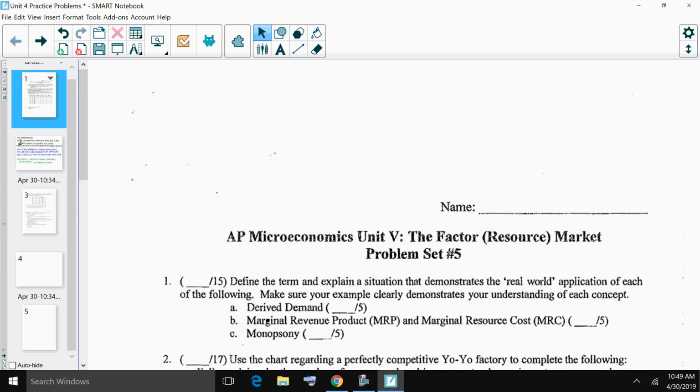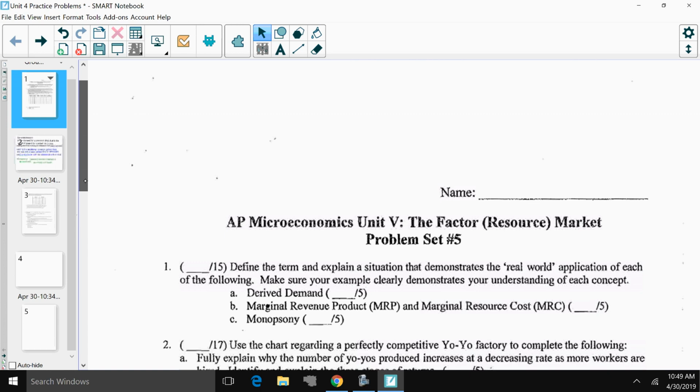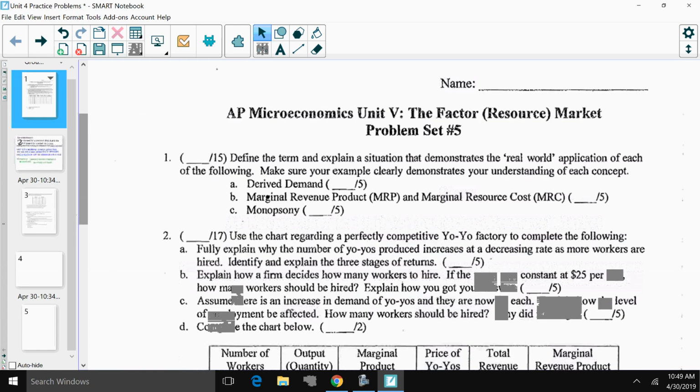So we are now going to look at what we called in class Unit 4, the factor or labor or resource markets, what on your document is titled Unit 5. So this is the next set of questions that I'm going to review with you. I'm going to start here on number 1, defining these terms and explaining situations for each concept.